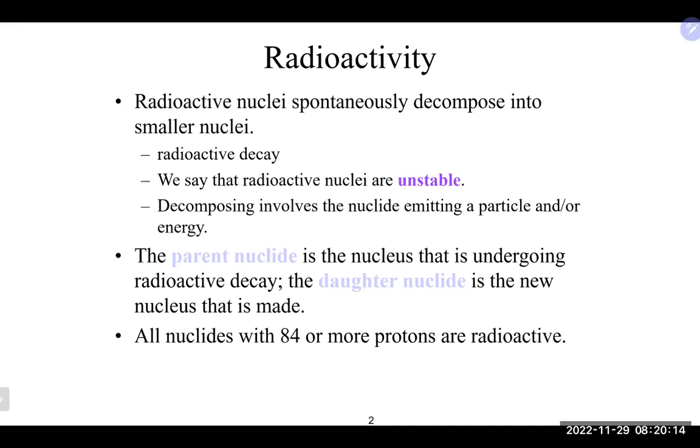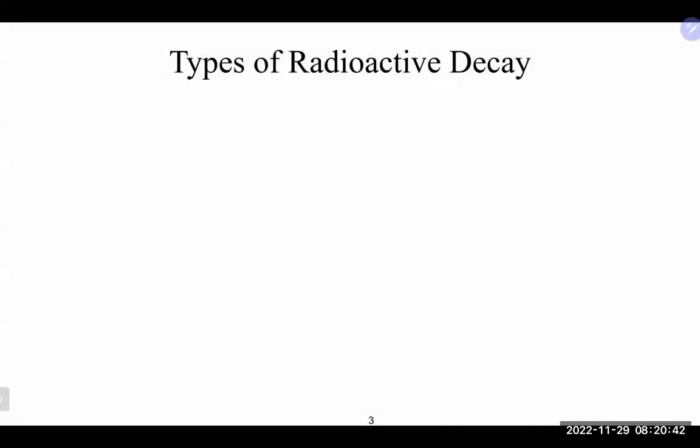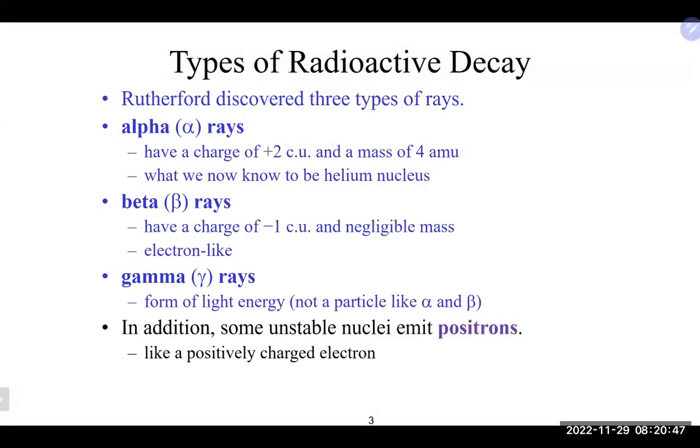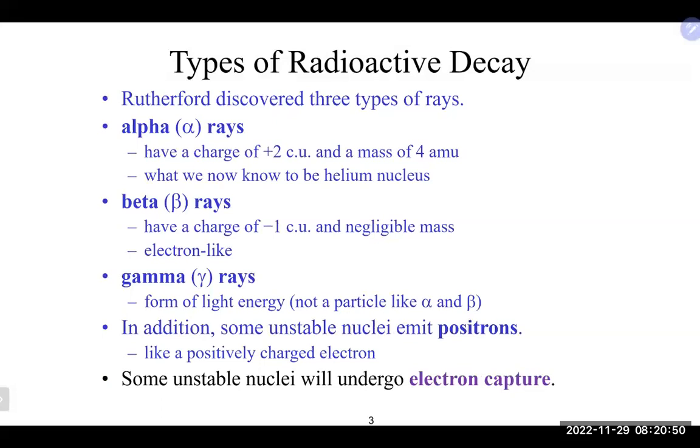The starting nucleus is sometimes referred to as the parent nuclide, and that is the nucleus that's undergoing radioactive decay. As it goes through the decay process, the new nuclei that are formed are sometimes referred to as the daughter nuclei. As I mentioned before, if you go to the periodic table, above 84 protons pretty much everything is radioactive. There are different types of radioactive decay and particles or rays that we'll talk about.